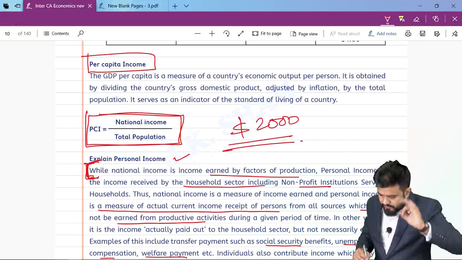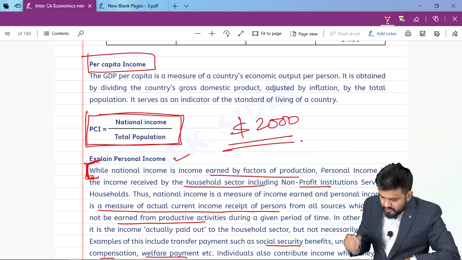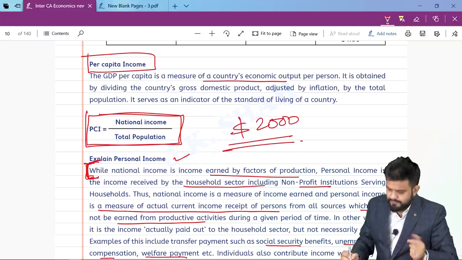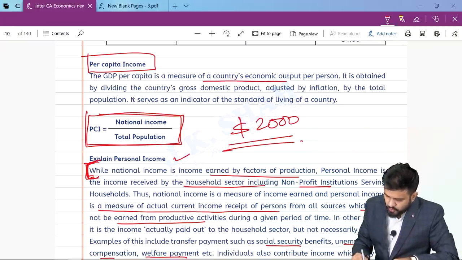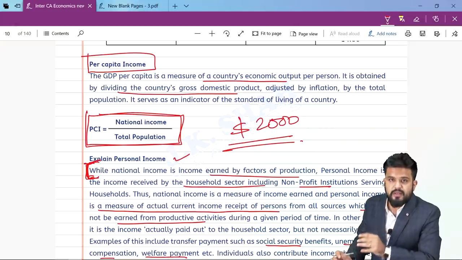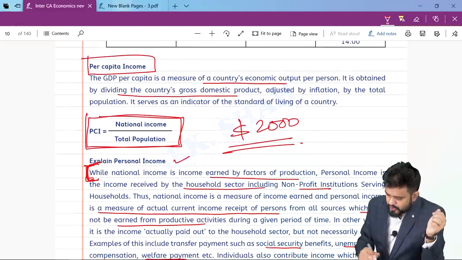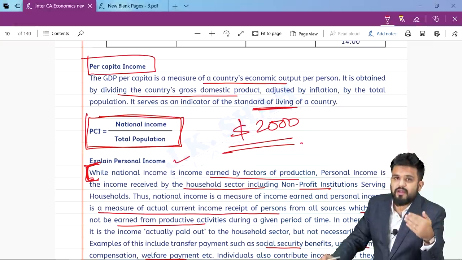So I will just read it for you. 2 marks question. GDP per capita is a measure of a country's economic output per person. It is obtained by dividing the country's gross domestic product adjusted by inflation, that is, they will take real GDP, by the total population. It serves as an indicator of the standard of living of the country.